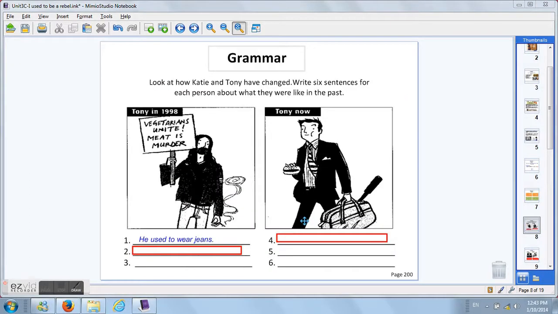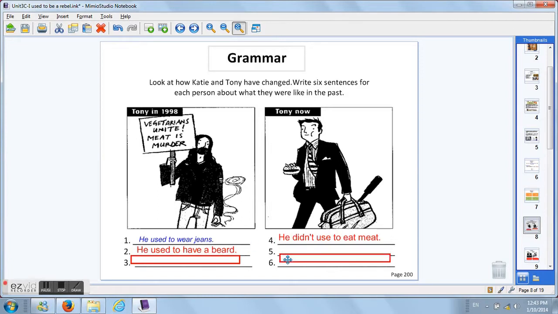Look how Tony has changed. This is a picture of Tony in 1998. This is a picture of Tony now. Write sentences about what Tony used to be like. For example, he used to wear jeans. He used to have a beard. He didn't used to eat meat. So please now pause the video and write 3 more sentences about what Tony used to be like or didn't used to be like.